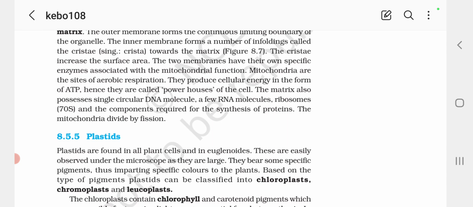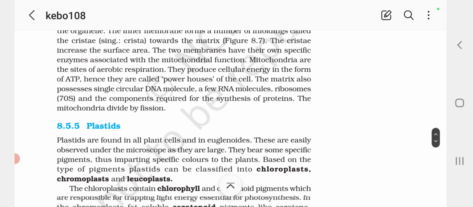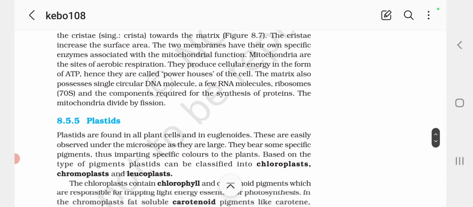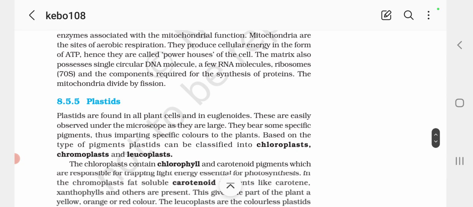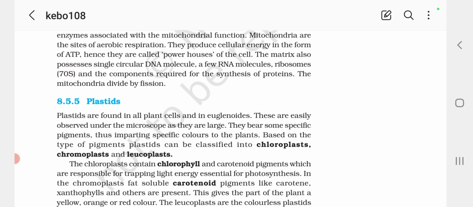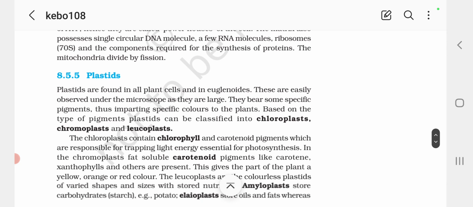The two membranes have their own specific enzymes associated with mitochondrial function. Mitochondria are the site of aerobic respiration. They produce cellular energy in the form of ATP. Hence, they are called powerhouses of the cell. The matrix also possesses a single circular DNA molecule, a few RNA molecules, ribosomes (70S), and components required for the synthesis of proteins. The mitochondria divide by fission.